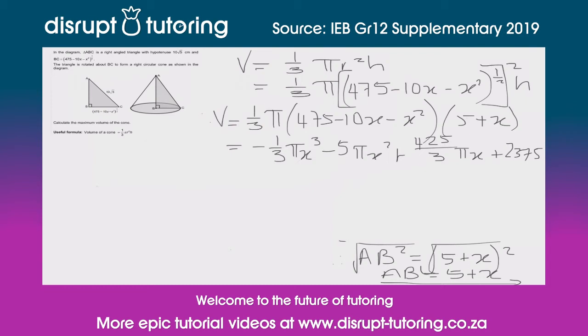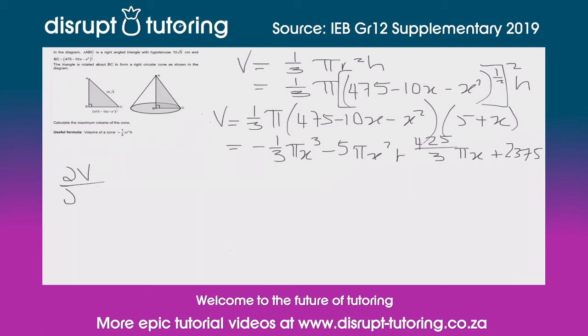But now they've specifically asked us to find the maximum volume. So where will the volume be at its maximum? It will be where the derivative equals 0. So let's find the derivative of V with respect to x. Let's do this quickly. We're going to use our exponent laws.